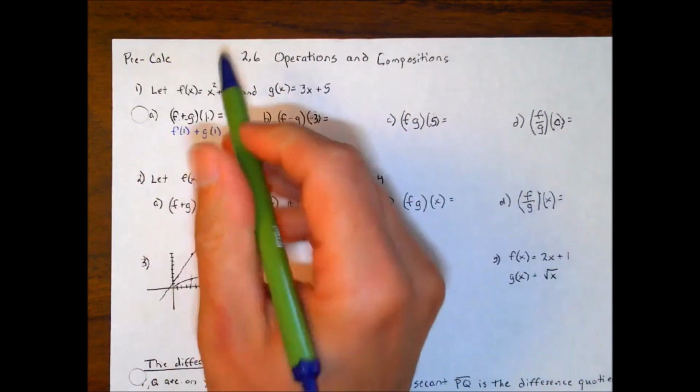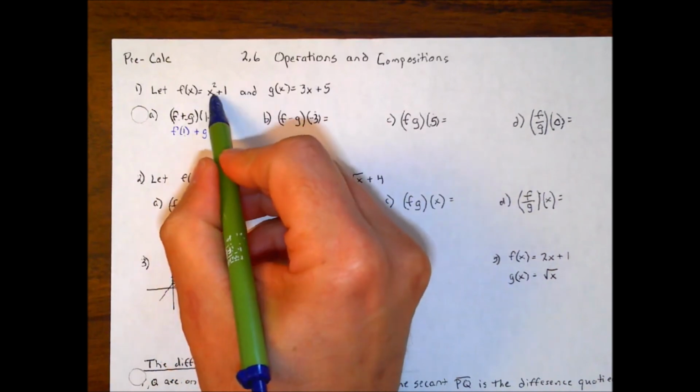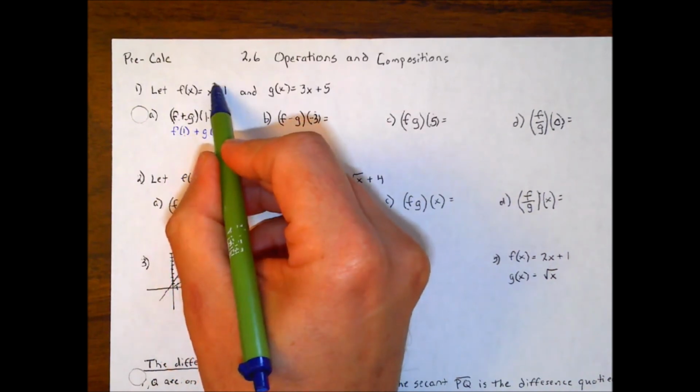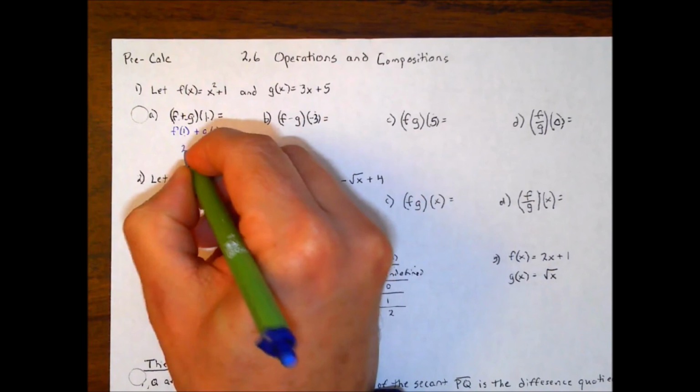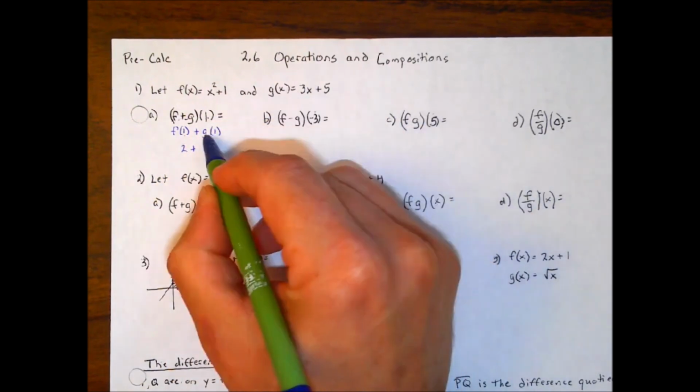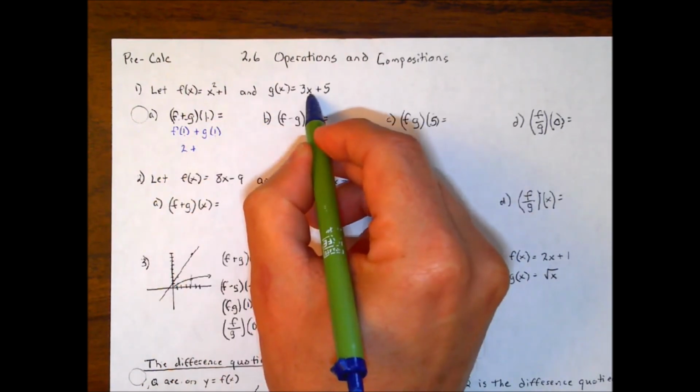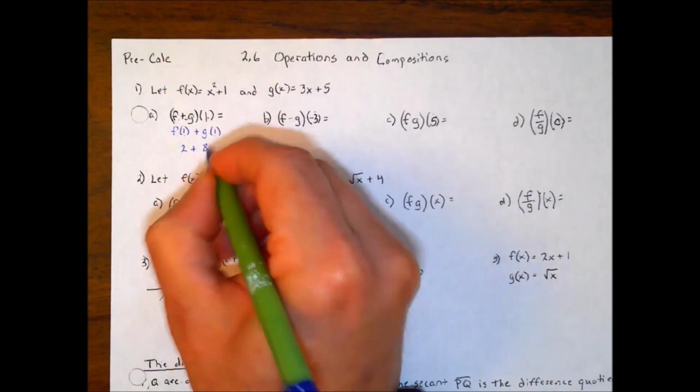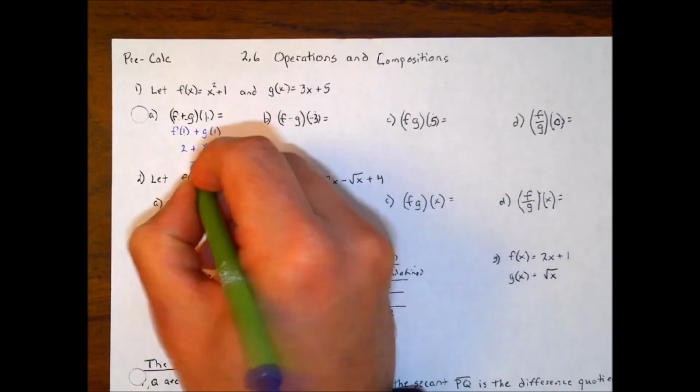So to find f of 1, you take 1 and plug it in here. 1 squared is 1, plus 1 is 2. G function, g of 1, 3 times 1 is 3, plus 5 is 8. You add them together, you got answer of 10.